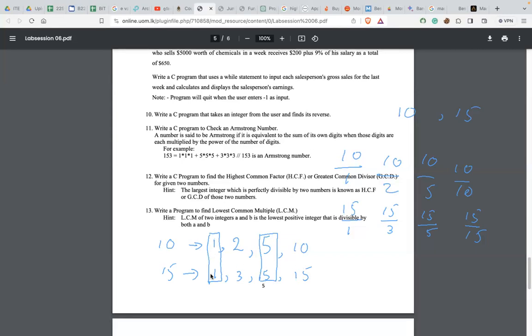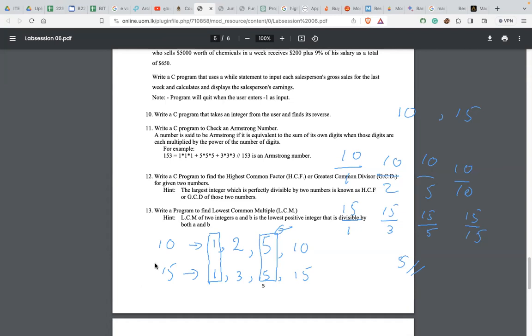Okay, now you can identify common factor. There are 2 common factors, 1 and 5. Okay, the question asks to find the highest common factor. That highest one is 5. Therefore, the output should be 5 for the highest common factor of 10 and 15. Okay.